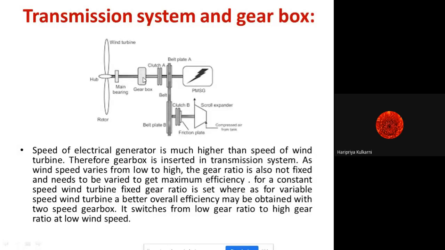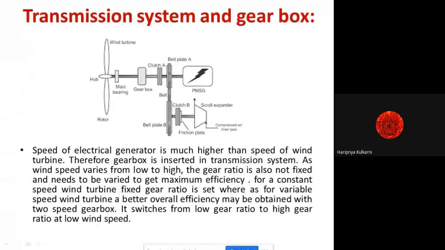So there is a gearbox. Depending upon the selection of a gear, the speed will vary. Okay, and we can get the speed change with the help of the gearbox, and that we are connecting to the generator, which will generate the electrical power at the output.